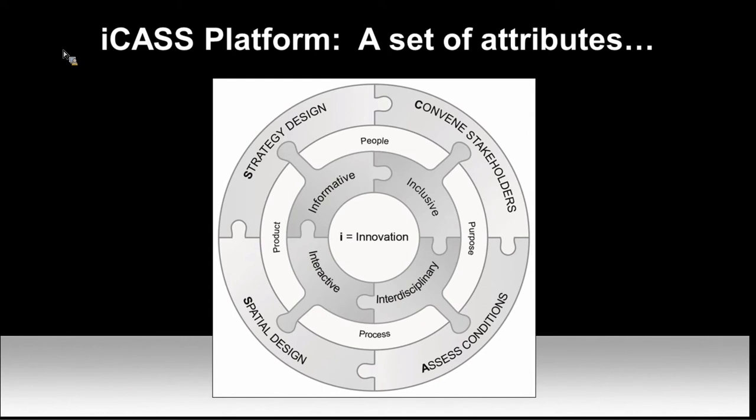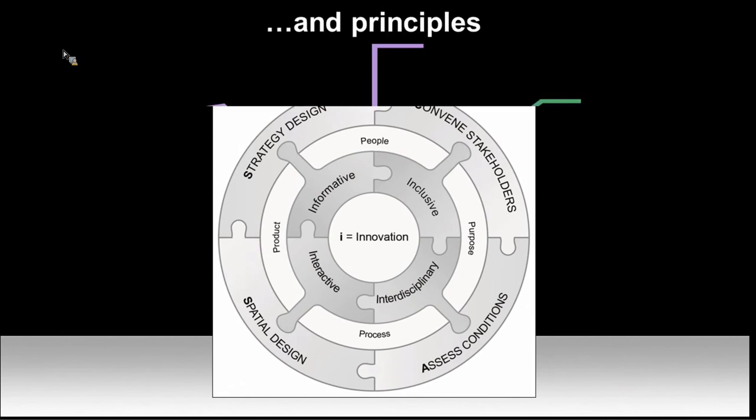The ICAS acronym stands for, and you can follow me around the diagram that's on the screen, starting in the center of the wheel, I equals innovation, C equals an inclusive process of convening stakeholders, A equals an interdisciplinary assessment of landscape conditions. The first S in ICAS stands for interactive spatial design, and the second one stands for informative strategy design.